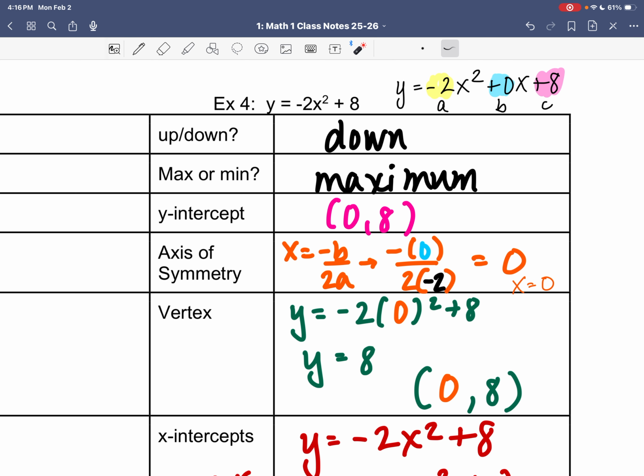And now that we got that, we're going to take this and substitute it into the original equation. And wherever you see x, you're plugging in 0. So do this first: 0 squared is 0, and negative 2 times 0 plus 8 just gives you 8. So you've got 0, you've got 8, so this is your vertex. Okay, so we've got axis of symmetry, we've got y-intercept, we've got vertex.